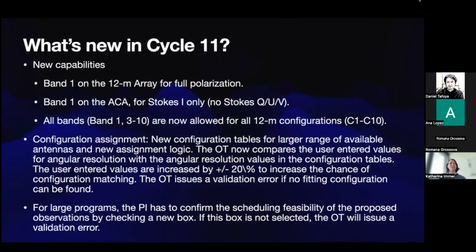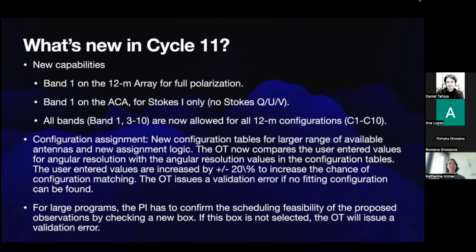So just a short summary of the most important points of what's new in Cycle 11 in the OT. There are now new capabilities, and I'm only mentioning some here. The whole list you can find in the user manual; at the beginning of the user manual, there's the full list of changes. But we can now observe band 1 in full polarization with the 12-meter array, and also band 1 on the ACA is now allowed, but only for Stokes I. And this is also the first time that all bands are allowed for all 12-meter configurations.